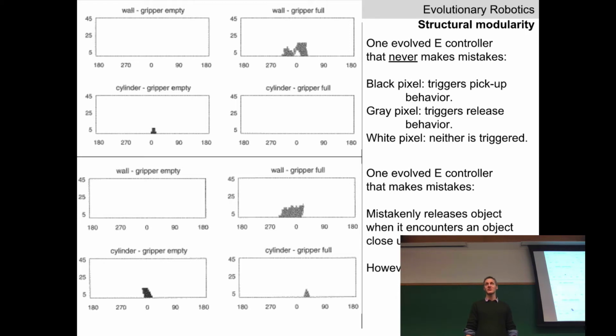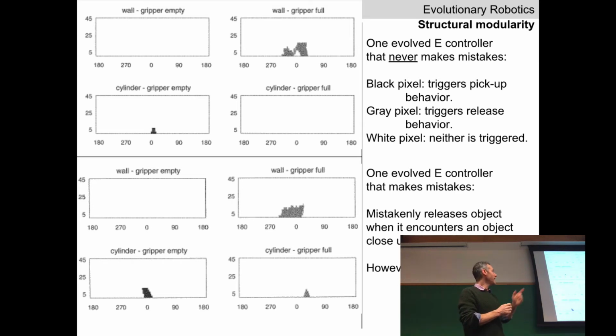Again, most of the pixels are white, so it's not doing anything. Well, it's that tiny little triangle, right? So this robot is pretty fastidious. It says, I'm only going to try and grab this object when I'm right in front of it, right up against it, and I'm directly facing it. Then I will try and pick it up, right?